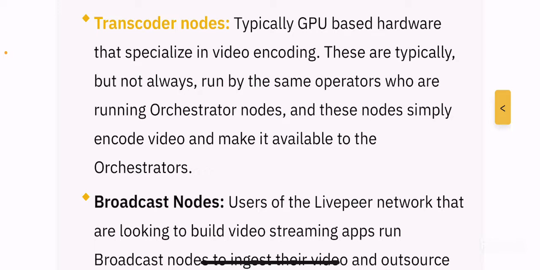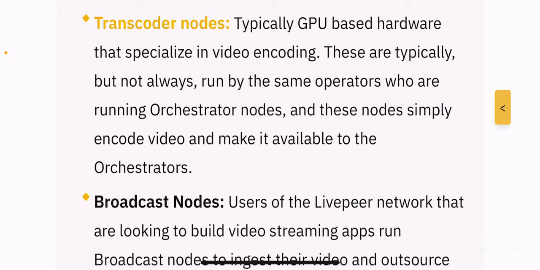So remember when we talked about the GPU-based Livepeer node running that you can do to earn LPT rewards on top of the Ethereum rewards? That's basically what a transcoder node is. Whenever you use GPU-based node running, you are basically being a transcoder, right? And again, most of the time, people who are using the orchestrator nodes are the same people who also have the transcoder nodes, but that's not always the case.